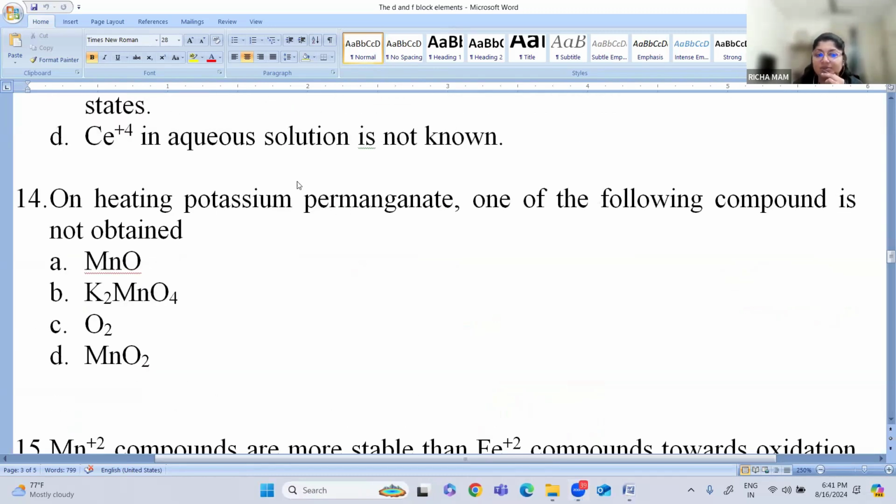On heating potassium permanganate, one of the following compounds is not obtained. A, MnO; B, K2MnO4; C, O2; and D, MnO2. What is the answer? On heating potassium permanganate, which of the following compounds is not obtained?